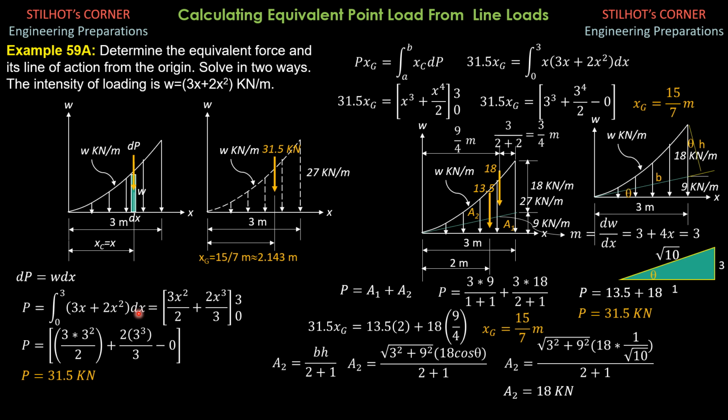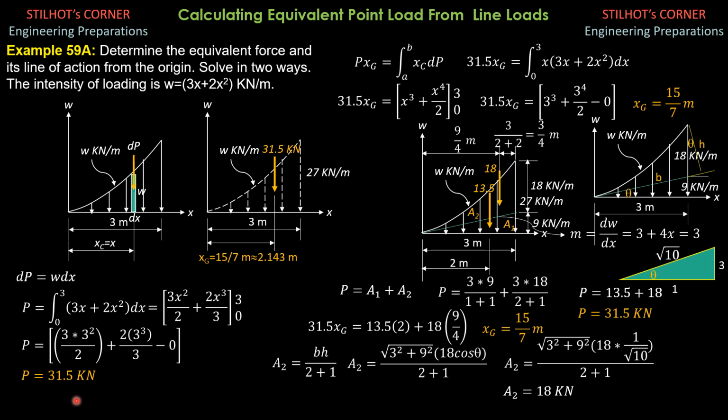So I'll evaluate this manually, and you can actually evaluate this using your high-tech calculator. So it is 3x squared over 2 plus 2x cubed over 3, limits from 0 to 3. Since the lower limit is 0, the lower limit will have 0 value. So substitute the upper limit: 3 times 3 squared over 2 plus 2 times 3 cubed over 3, minus the lower limit 0. And using your calculator, it is 31.5 kilonewtons.